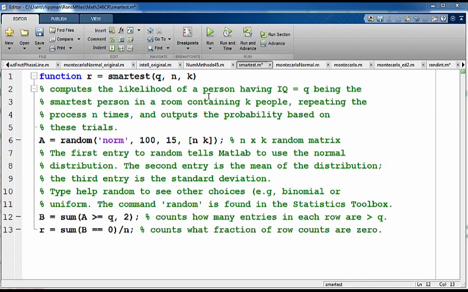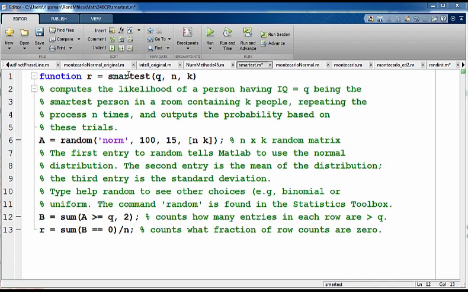You will see that it's a single file with just text entry. The first line contains the word function. This tells MATLAB that what follows is a function mfile. Then is specified the independent variables, 3 of them here, q, n, and k, and the dependent variable labeled here r, and the name of the function mfile as well as the name of the program, in this case smartest.